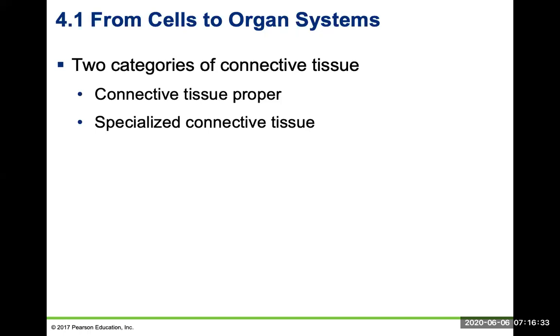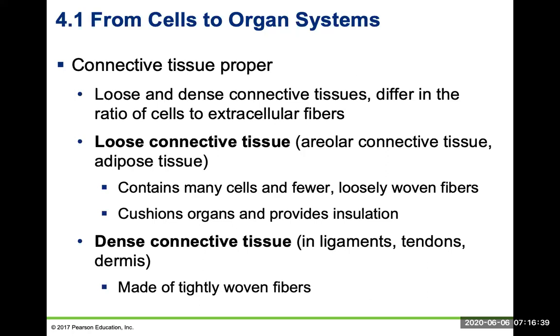There are 2 categories of connective tissue. It can be connective tissue proper or specialized connective tissue. And within connective tissue proper, we get loose or dense connective tissue. Loose connective tissue cushions organs and provides insulation in your body. It contains many cells and fewer loosely woven fibers, whereas dense connective tissue is made of many tightly woven fibers, and you'll find dense connective tissue in all of your ligaments, tendons, and in the dermis of your skin, which is a layer of your skin.